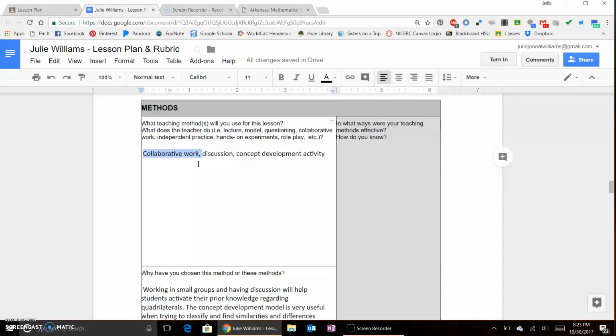We have done this in class. You may not know what that means, but that is a particular activity we're going to do. You might use methods like experiments in your class. You maybe do some role play. You might also have independent practice in your class. This lesson's not going to have any independent practice really.